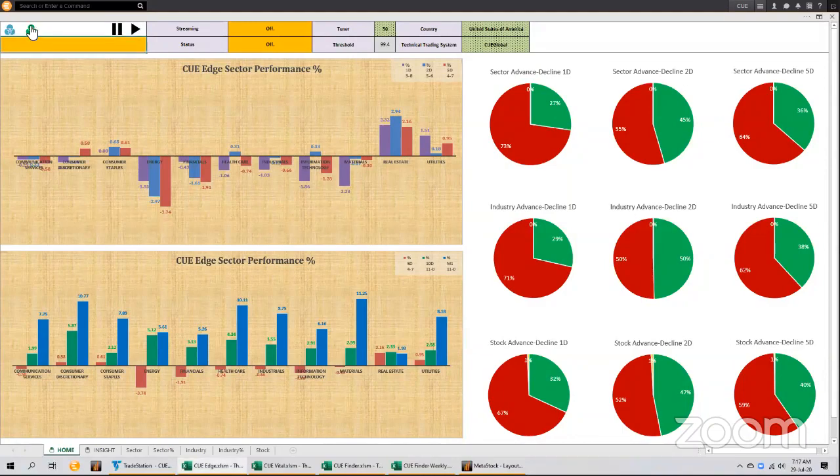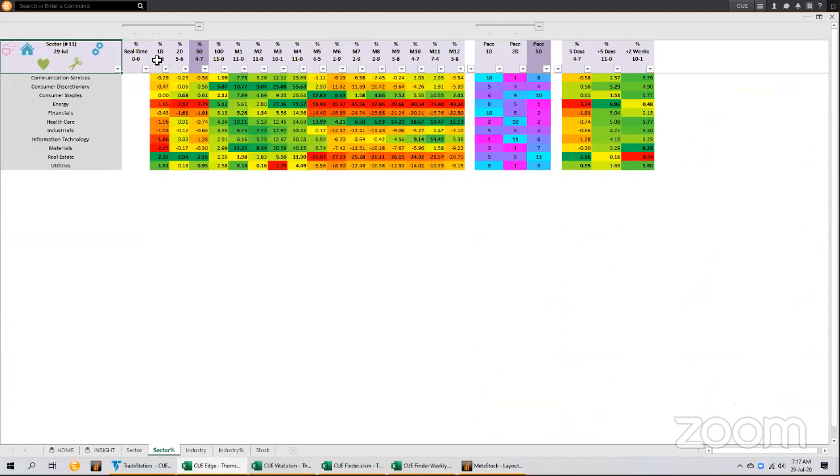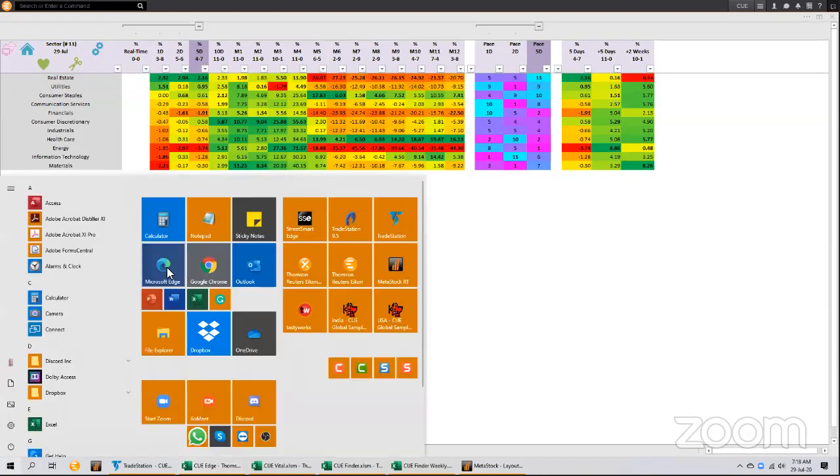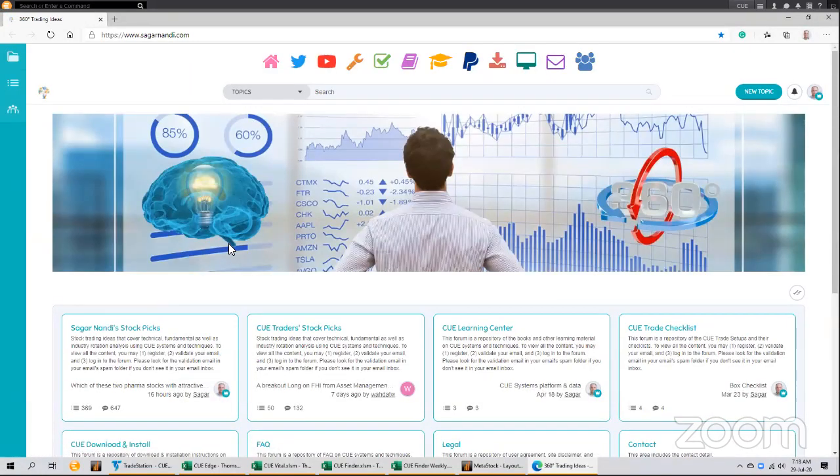However, when I drilled down into the sectors yesterday, I saw that there was strength in certain sectors. Which ones? Real estate and utilities. They were very strong. Both of them are defensive sectors. Earlier, I shared several buying ideas in these sectors. Let's look at the forum page. Yesterday, I in fact had a very profitable day.